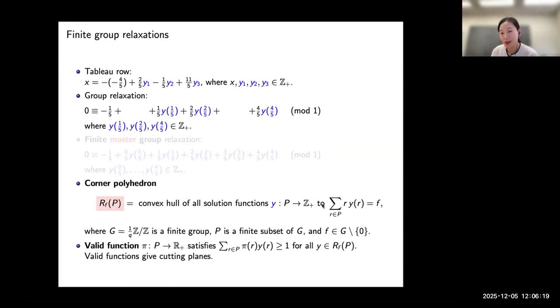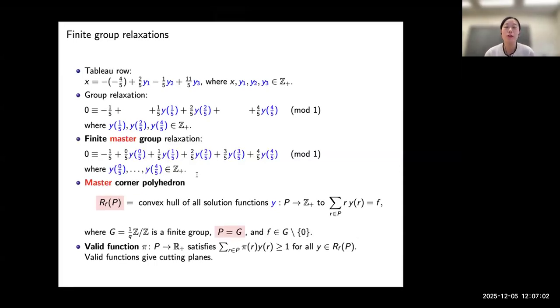This inequality is a cut. Currently, the basic solution has all y's equal to 0, so the inequality with the sum greater or equal to 1 is not satisfied, and it cuts off the current optimal solution. If we have such a function pi, we can apply it to the tableau row and get a cut. Our question is, what are such functions pi and what are good ones? Before saying which ones are good, let's think about a more relaxed problem called master group relaxation.